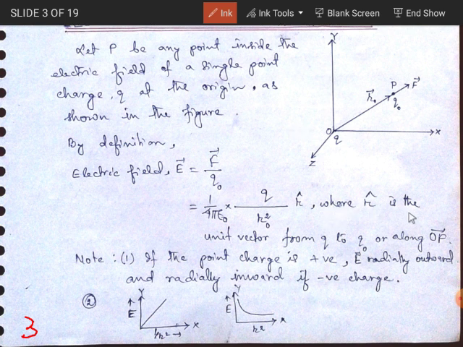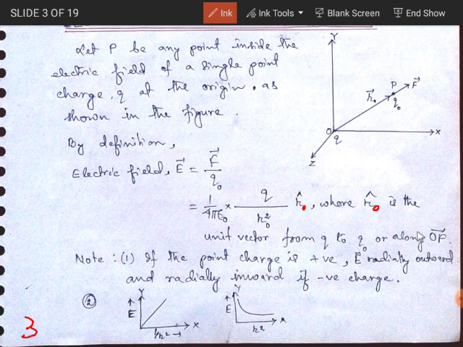Where r cap is a unit vector, just to represent a vector quantity. Why? Because your E is also a vector quantity. See, the arrow is there. So E vector will be equal to 1 by 4 pi epsilon naught Q divided by R naught square r cap, where r cap is a unit vector from Q to Q naught, that means along R naught vector, right? So you can write r cap simply like this, or if you want you can write it as r naught, because I have taken here R naught, where r naught is a unit vector from Q to Q naught or along OP, right?